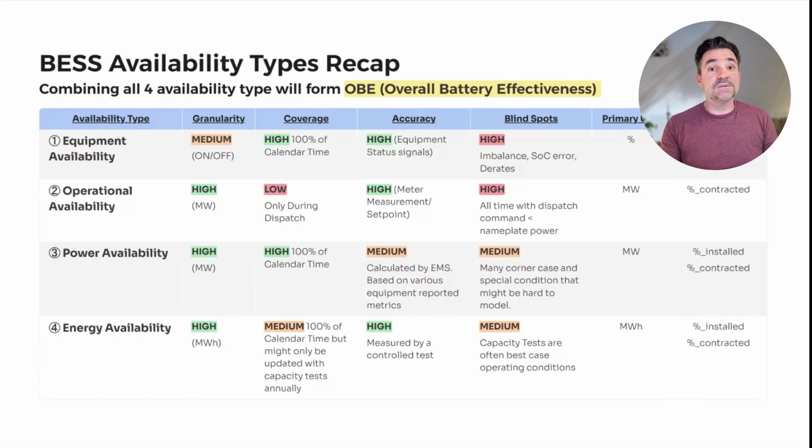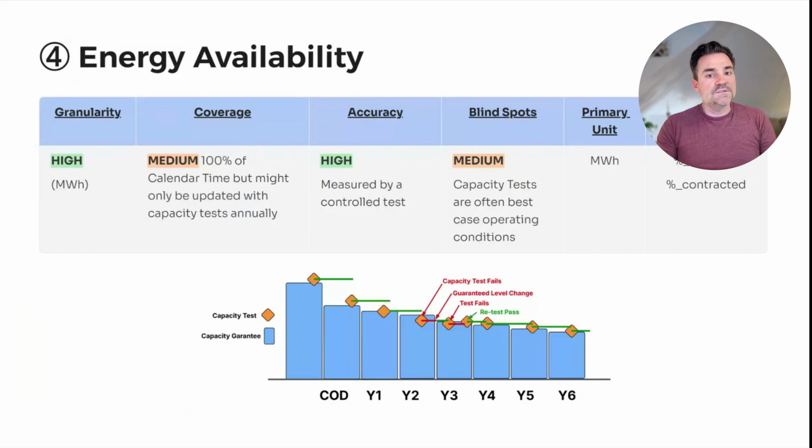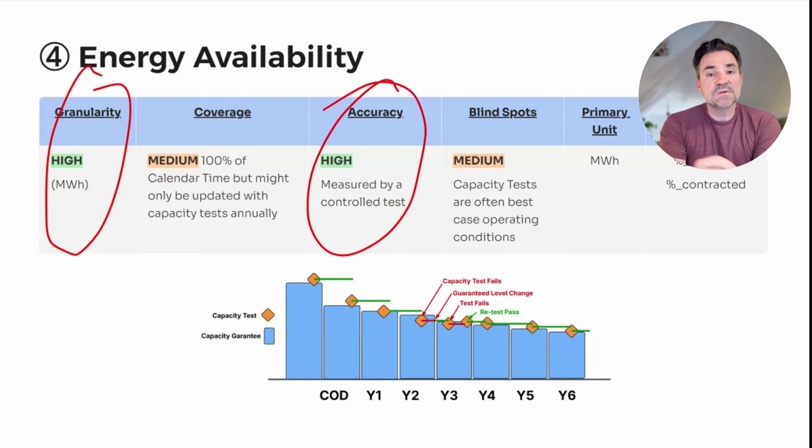That might not materialize into a power problem, so it might not be captured by any of the three previous availability methods. So layering this energy availability is going to allow us to capture, for example, a fleet-wide accelerated degradation. The granularity of this measurement is pretty high. It's going to be megawatt hours. So the accuracy is pretty high.